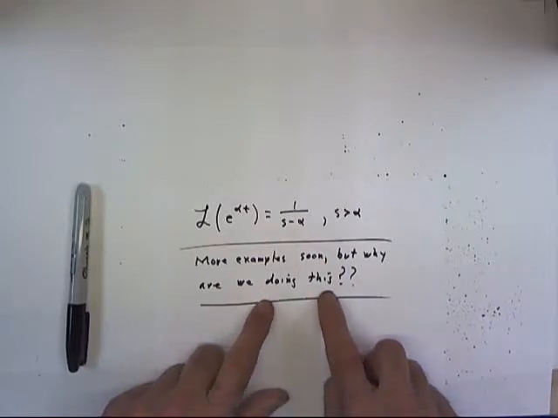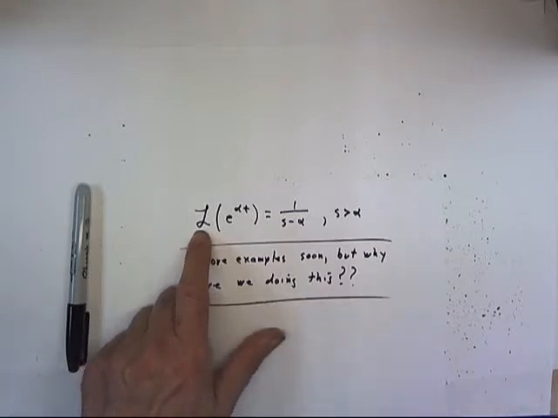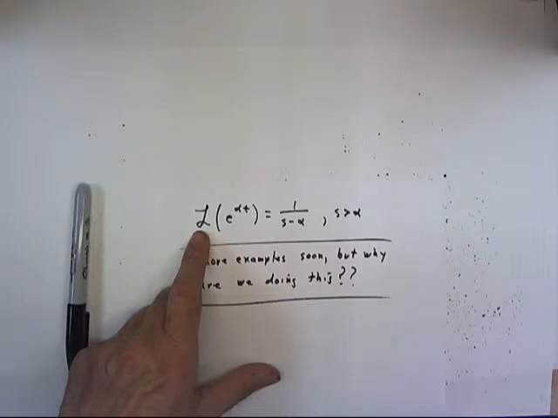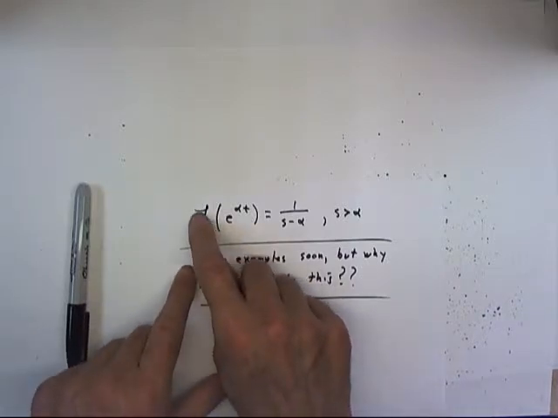Well, before I talk about why we're doing this, let me introduce just a little notation. I've used big F of s for the Laplace transform of a function, little f of x. Excuse my diction, for the Laplace transform of a function, little f of t. I also use this notation.